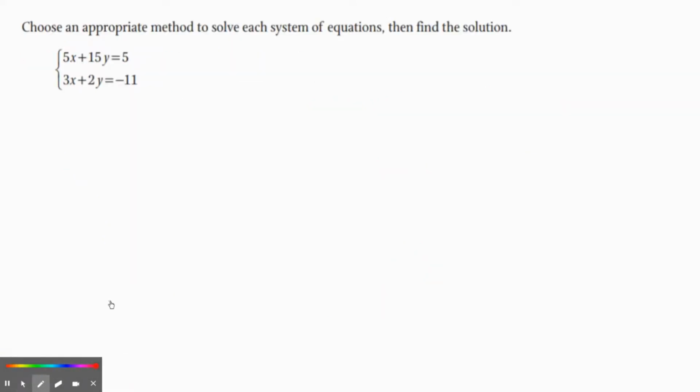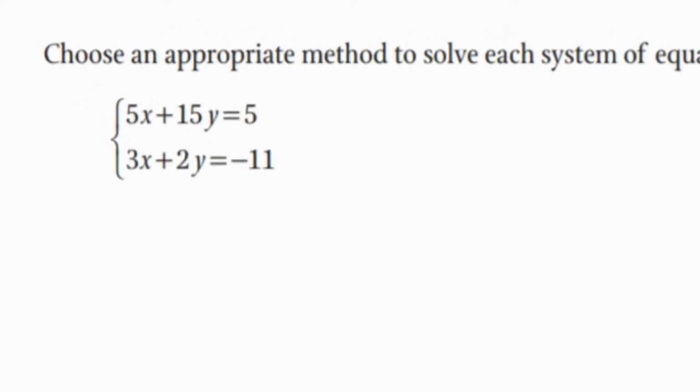So here they're giving us a choice. Choose an appropriate method to solve each system of equations, and then you find the solution. I'm a huge fan of elimination, but sometimes they make you work for it a little bit. And take a look at this particular example. If I was to add both of these equations together, I would not get 0 for either x or y.